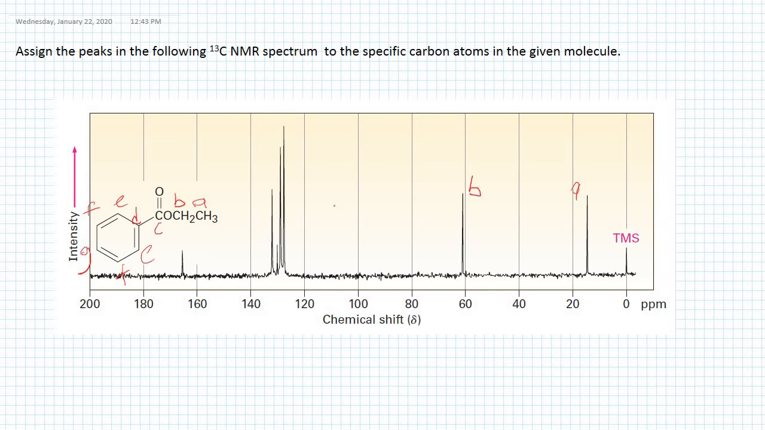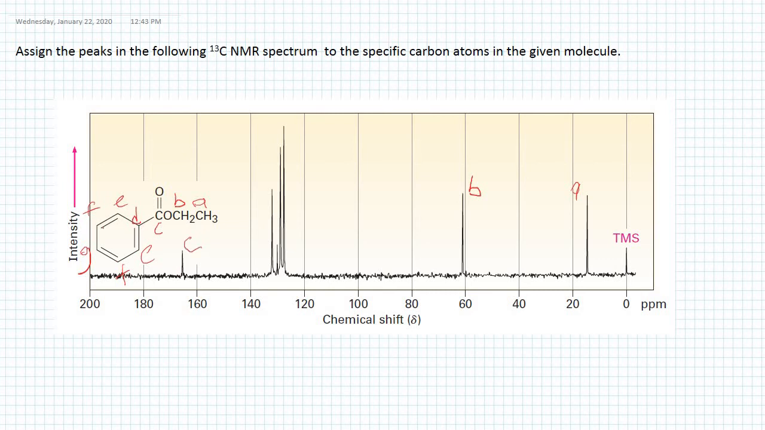Okay, let's move to C. C is a carbonyl carbon, and we all know that carbonyl carbons appear all the way downfield. So there is a small peak here around 168, not 170. So this is probably the carbon belonging to a carbonyl group. So I'll label this one as C.